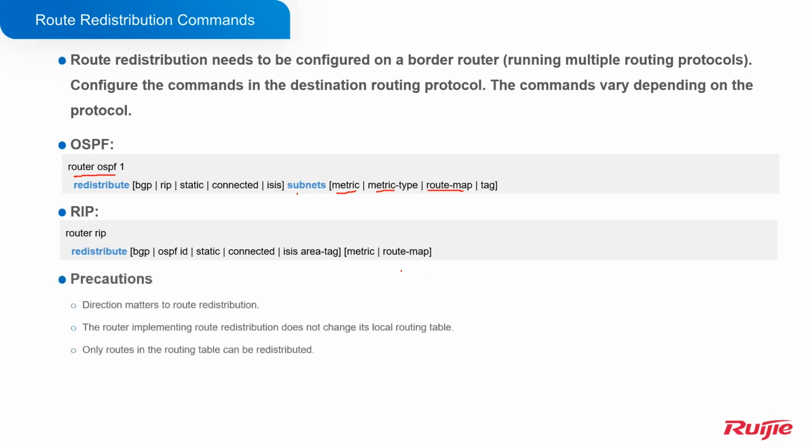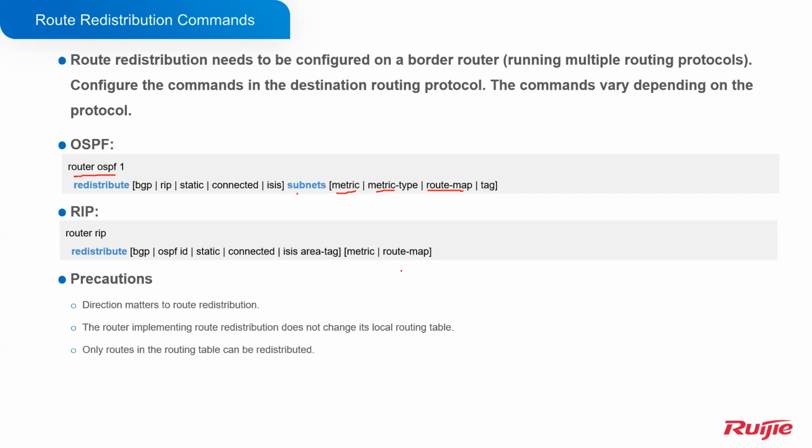Okay. But for this configuration, you should know that the direction matters to route redistribution. If you want to redistribute the route from OSPF to ISIS, you should use the command in the configuration view of ISIS. If you want to redistribute from ISIS to OSPF, you should configure it in the OSPF configuration view. Okay, the direction matters.